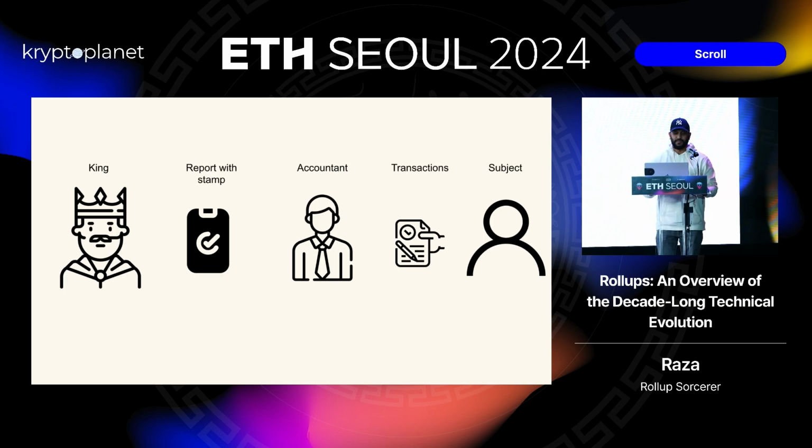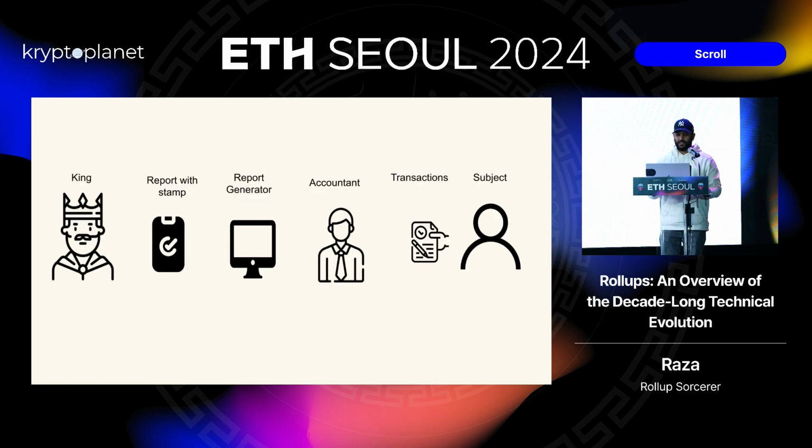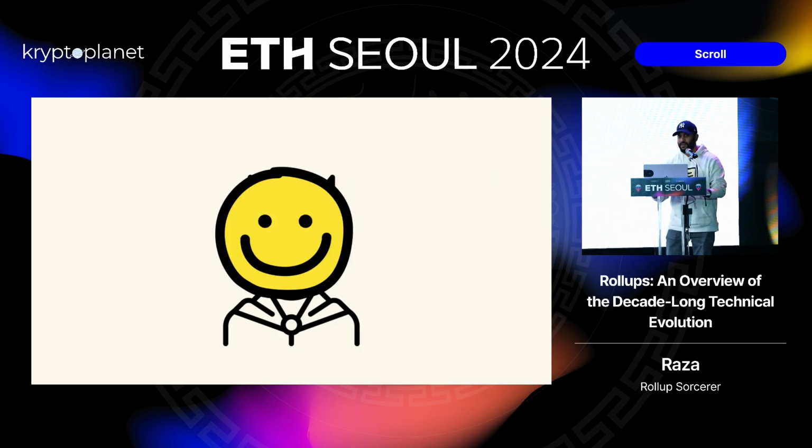Everyone has shown their receipts. But what if the accountant is evil and says, if you pay me a little bit of money, I will make sure there's a stamp on the report? The king is still not happy. So the king gives a computer to the accountant. He says, you put all the receipts in the computer, and all this computer does is check if the transactions have a receipt or not. Then the king gets a report from the computer, and if the stamp's on it, great. The king knows everything is okay. So the king is happy now.